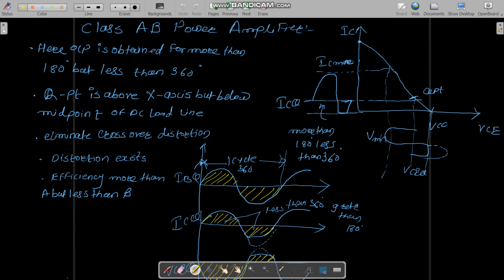So this is all about a brief introduction to the different power amplifiers: what about their distortions, what about their efficiency, and the conduction or phase angle for which the output exists.